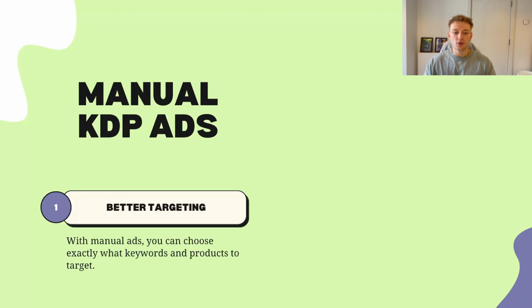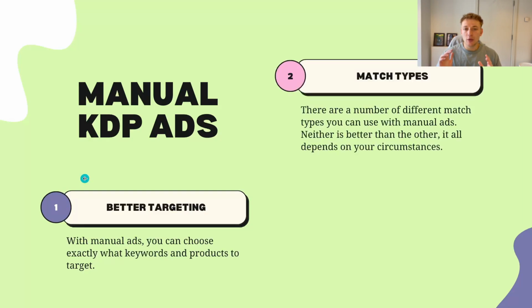But in summary for what we've covered here, in terms of manual ads, what do they do? Number one, just better targeting. With manual ads, you can choose exactly what keywords and products to target your book against. You have different match types, so there are a number of different match types you can use with your manual ads. I'm not saying any is better than the other. It all depends on your circumstances, your competition, your budget, your strategy. All of those basically determine which match type would be best for you. But I've covered exactly how those factors might interact with your decision in this video.